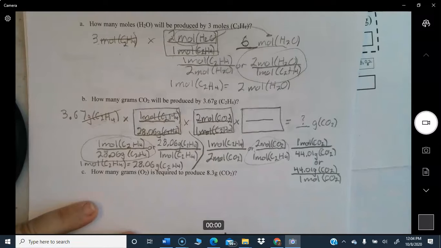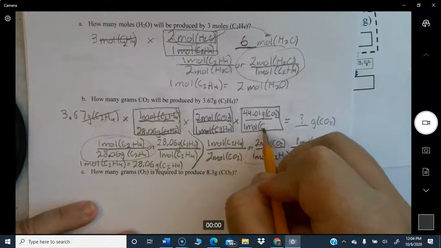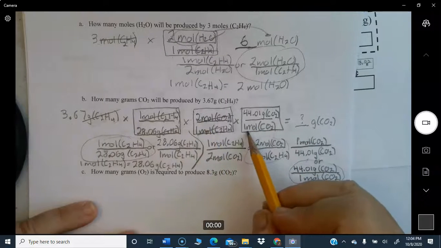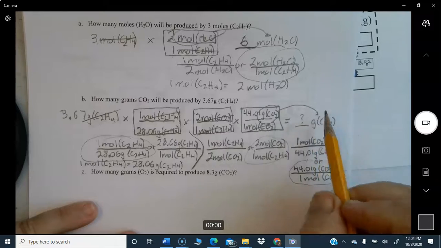Okay, so we need moles of CO2 to cancel out and grams of CO2 to appear in the final answer. So that's going to be the second one down here. We're going to put that up there. Moles of CO2 cancels with moles of CO2. Last man standing is grams of CO2 right there.